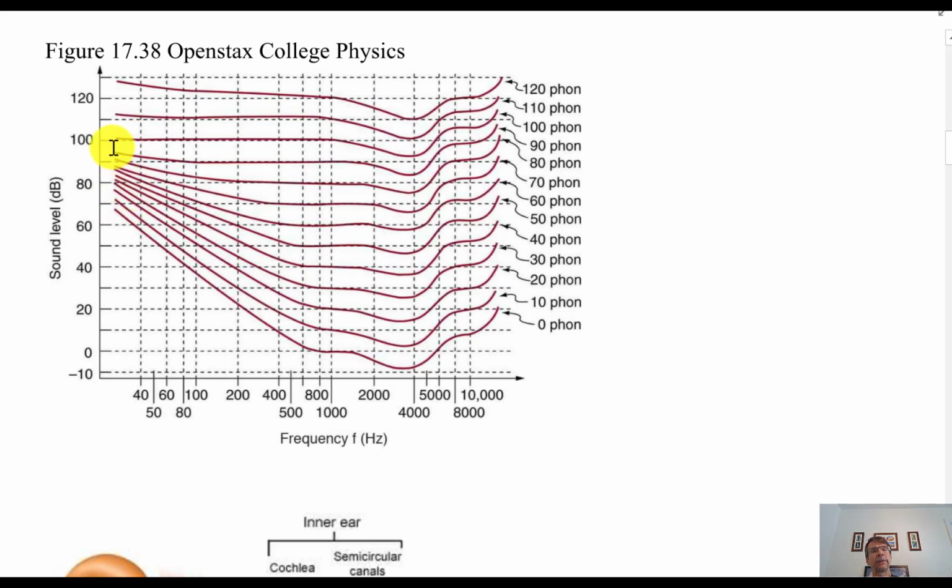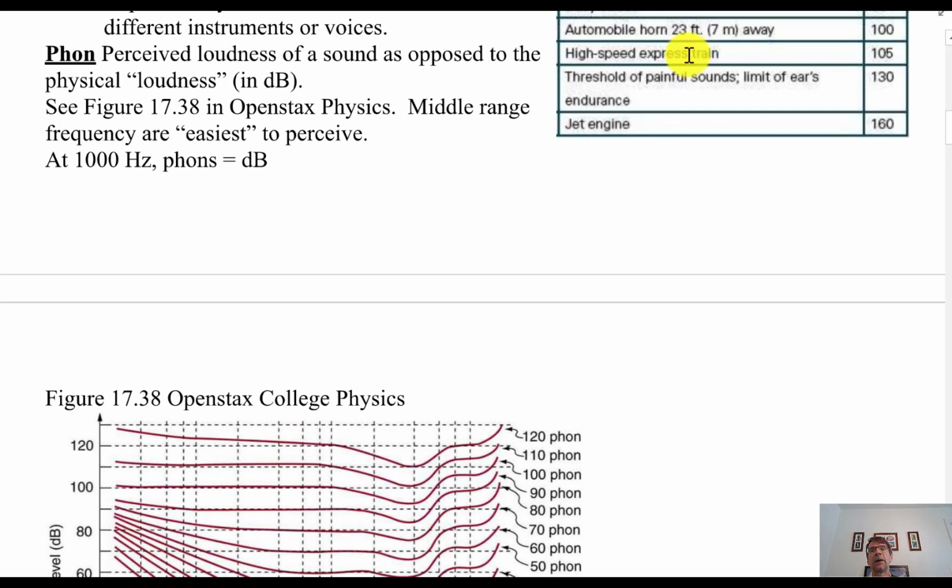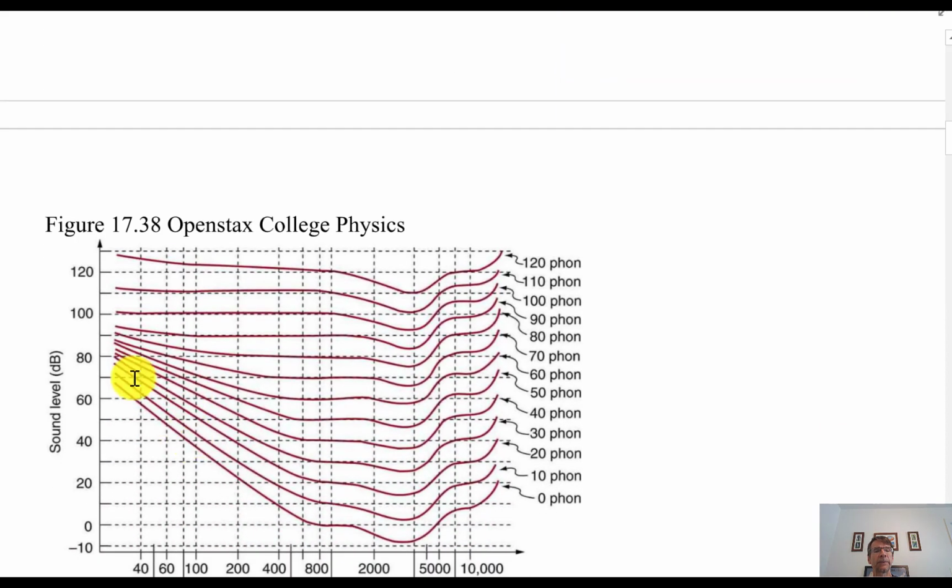So, for example, up here at 1,000 decibels, which is really loud. I think some things are not 1,000, 100. Automobile horn from 23 feet, 100 decibels. For the average human, if you follow that line over, what line is that? That's your 100 fan line as well.